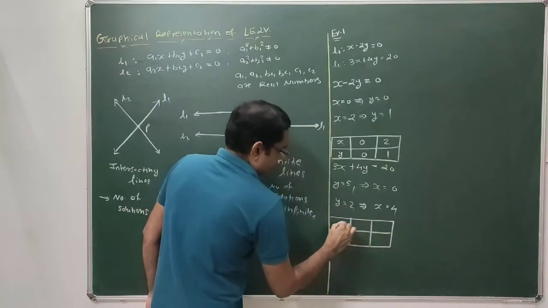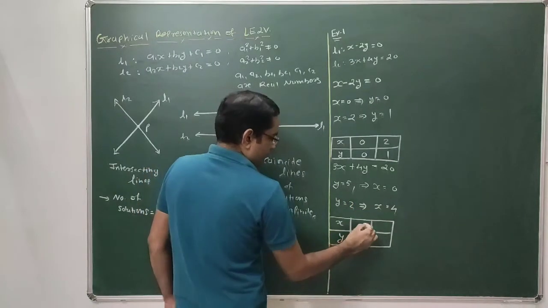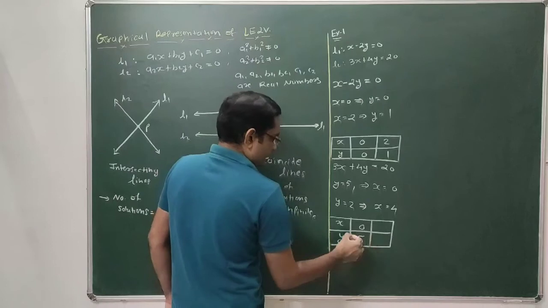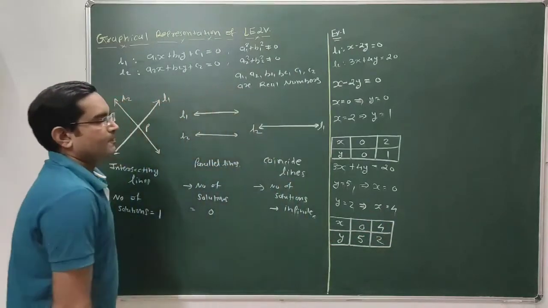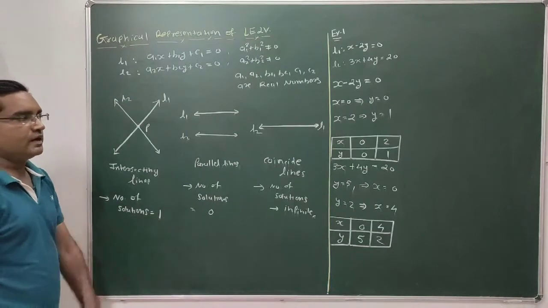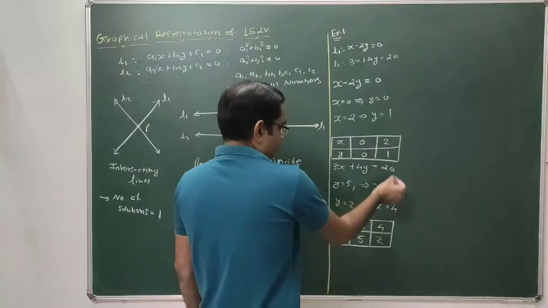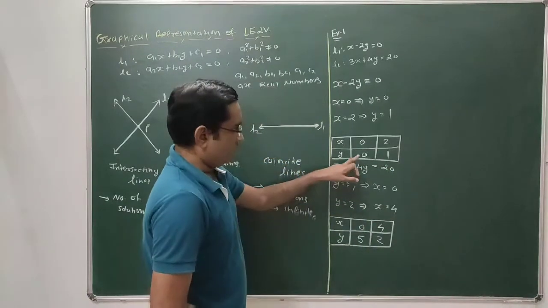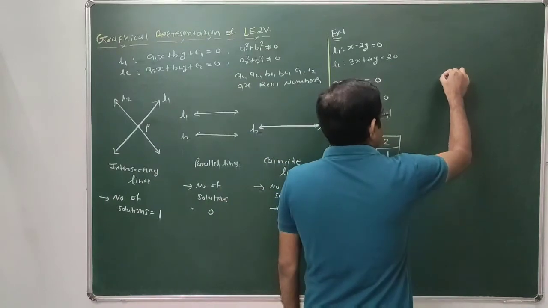Coordinate table. This is x, this is y. For x equal to 0, we are getting y equal to 5. For x equal to 4, the value of y is 2. Done? Now we have to draw the graph of these two equations. The value of x is varying from 0 to 4 and y is varying from 0 to 5. So we have to draw one graph like this.